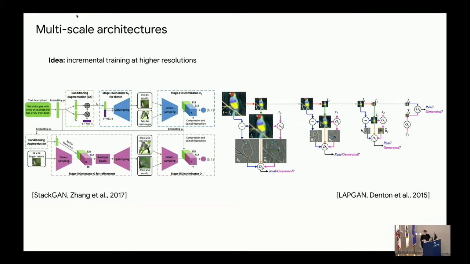Multi-scale architecture. So now we're gonna get into some architectural stuff. There are a couple different models that have been proposed, but the basic intuition here is incremental growing of the GAN. You might train an initial model on very low resolution images because it's quite easy to model low resolution images. And then given that model, train another model on a slightly higher resolution, conditioned on that lower resolution image, and so on and so forth.